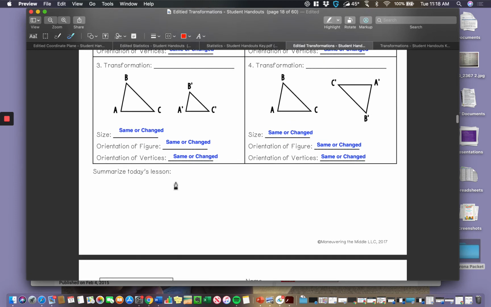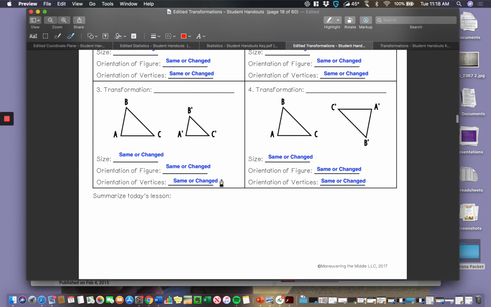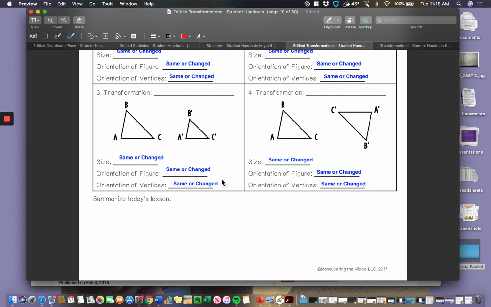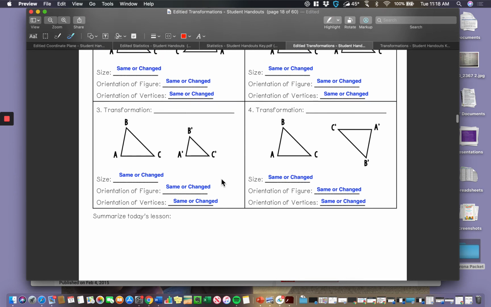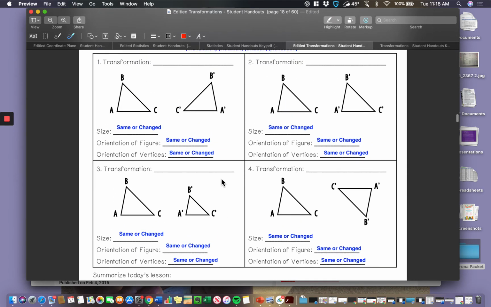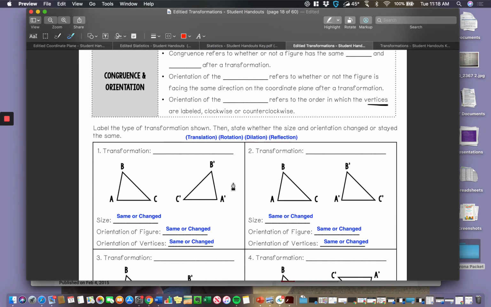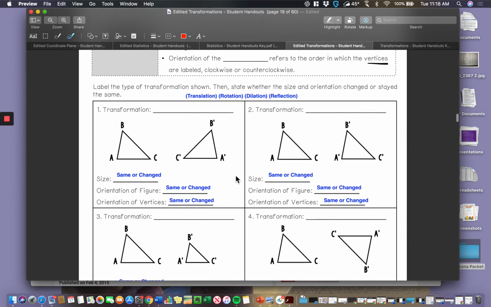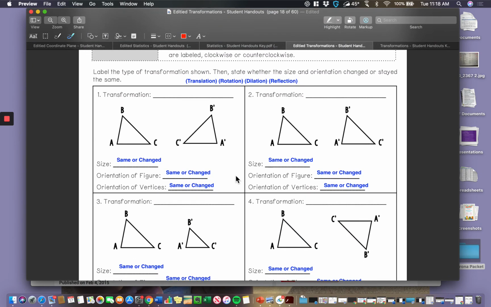All right, when you summarize today's lesson, just write maybe 1 or 2 sentences about something I said in here, whether it was about vertices, whether it was about the 4 types of transformations there are. You can list them, right? You can say something about orientation, right? I could ask Alexa, hey Alexa, what is orientation in math?